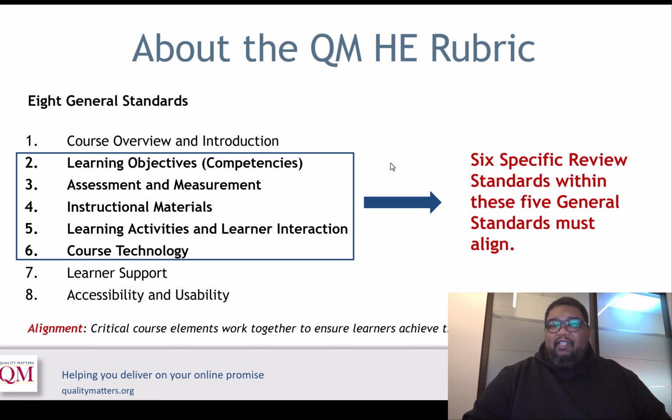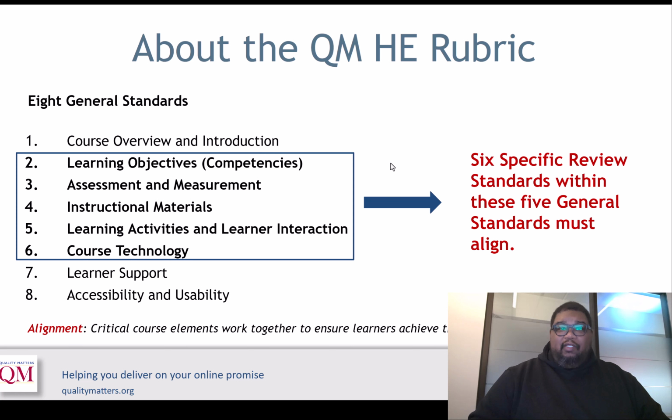As you see, we have the 8 general standards on our screen. The first thing you'll notice in your QM workbook is the specific review standard to the left. The next column is the point value associated with that standard. The last column is the annotation, and the annotation may take a page and a half. Typically, it may start on that first page and linger into the second.